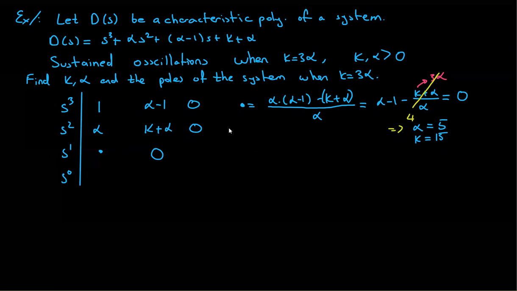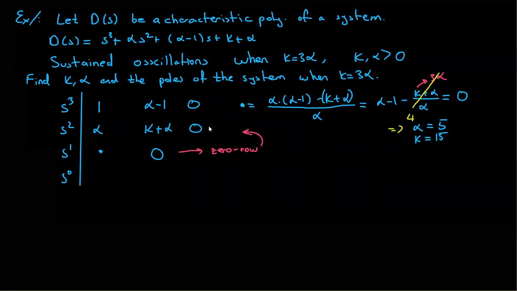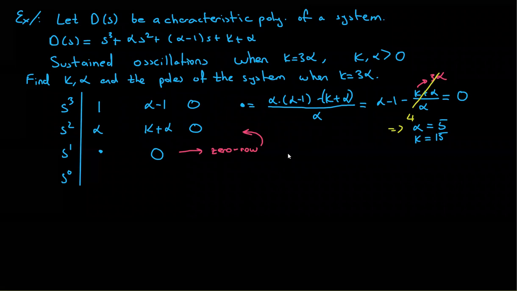So let me write it down as well. 0 when K is equal to 3 alpha. And furthermore, I can construct the auxiliary polynomial here, P of S, okay? And try to find the pole locations of this polynomial when K is equal to 3 alpha.